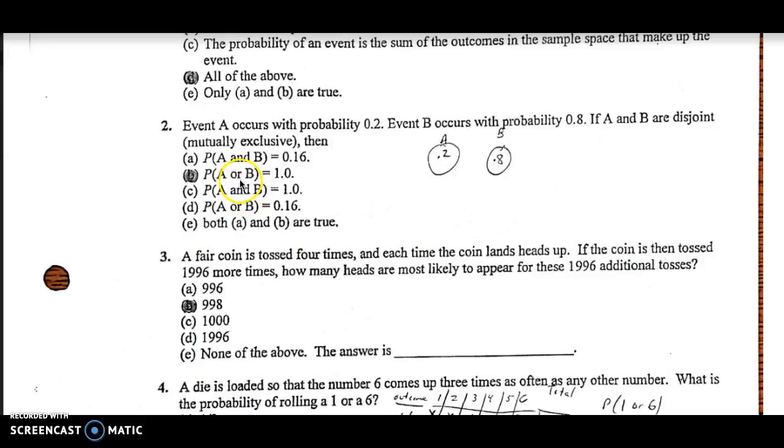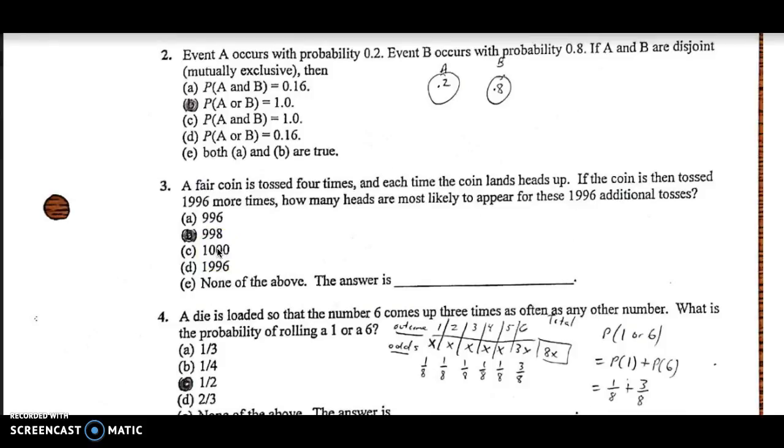Or means you add the 2 probabilities. 0.2 plus 0.8 is 1, that's why it's B. D is basically trying to trick you by multiplying 0.2 times 0.8, but you don't multiply probabilities when it's or, you add them. So number 2 is B.